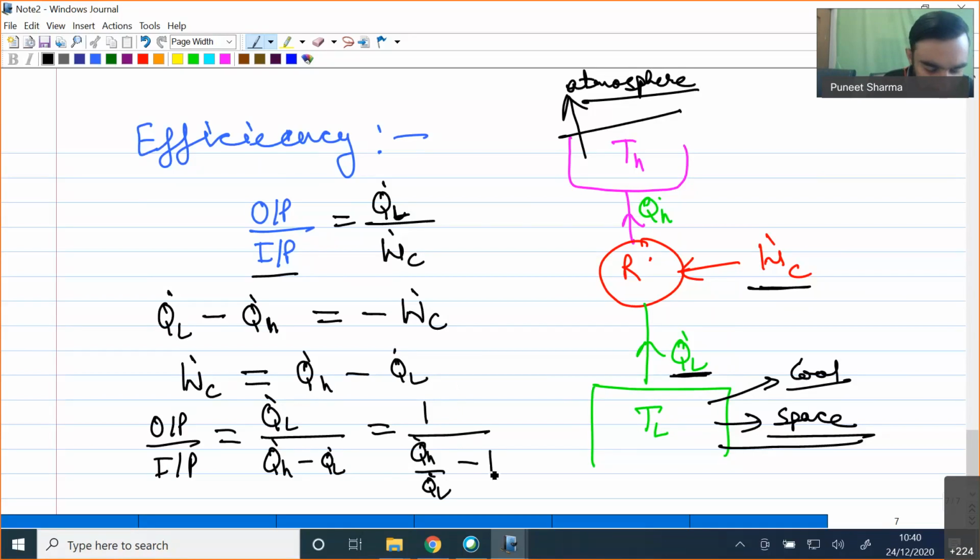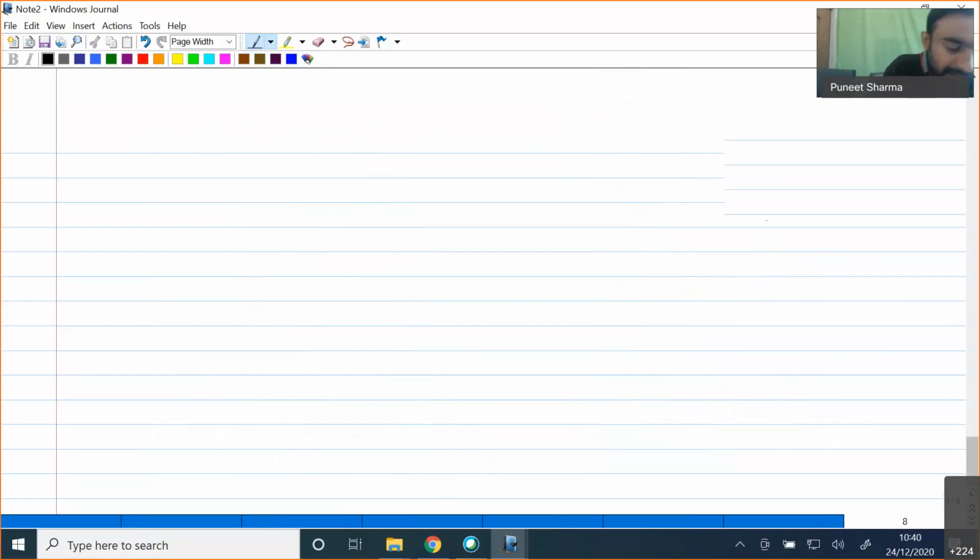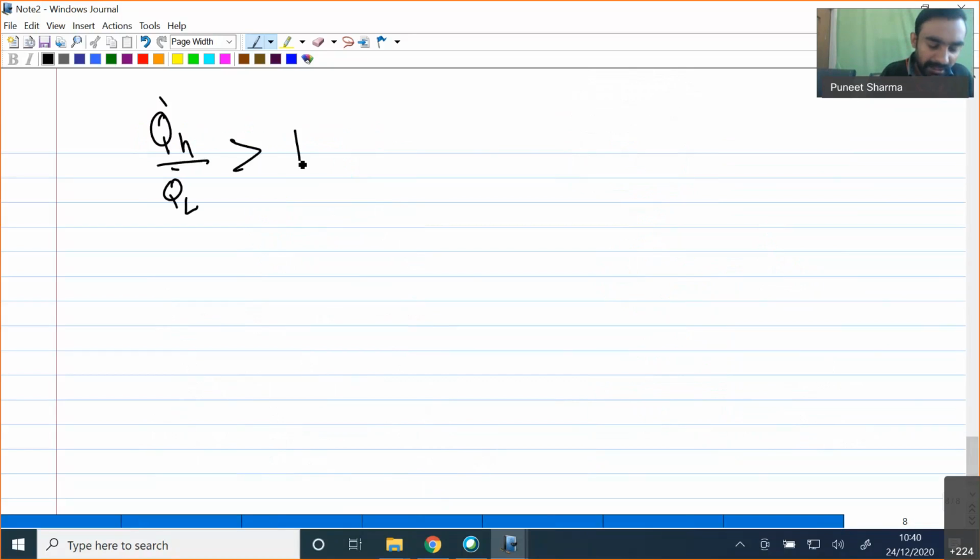Already you can see over here that my Q dot H is equal to W dot C plus Q dot L. So it means my Q dot H divided by Q dot L will always be greater than 1. If this is always greater than 1, now for the range, I have seen my output by input as nothing but equal to 1 divided by Q dot H by Q dot L minus 1.